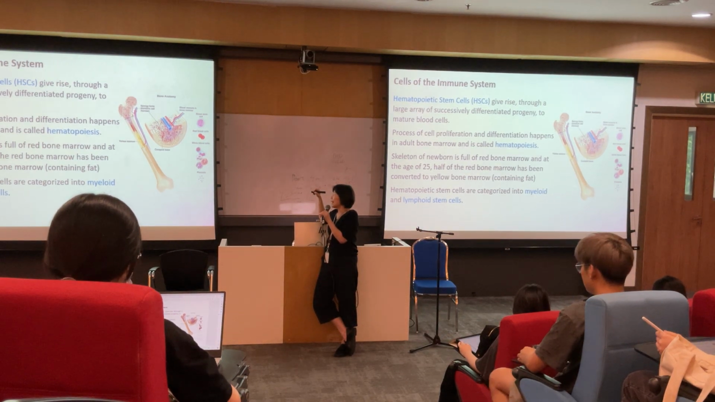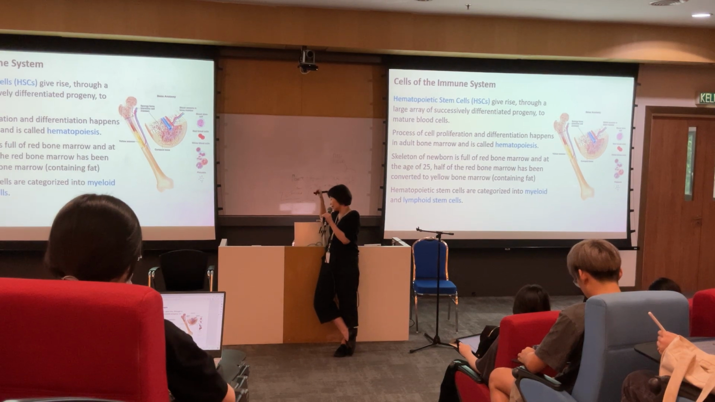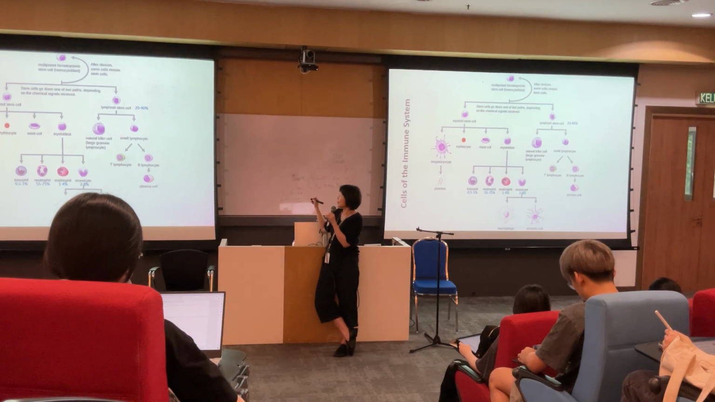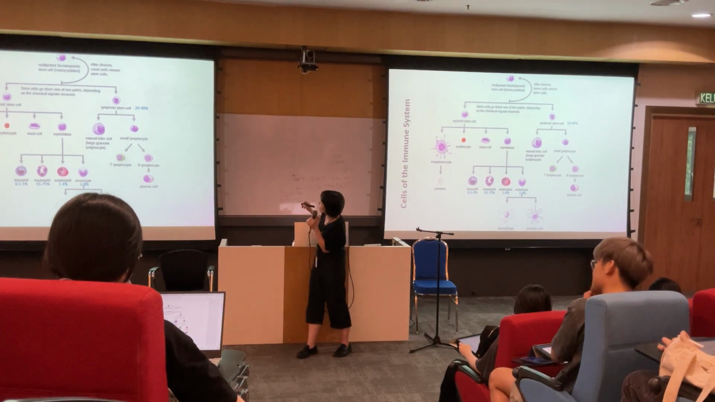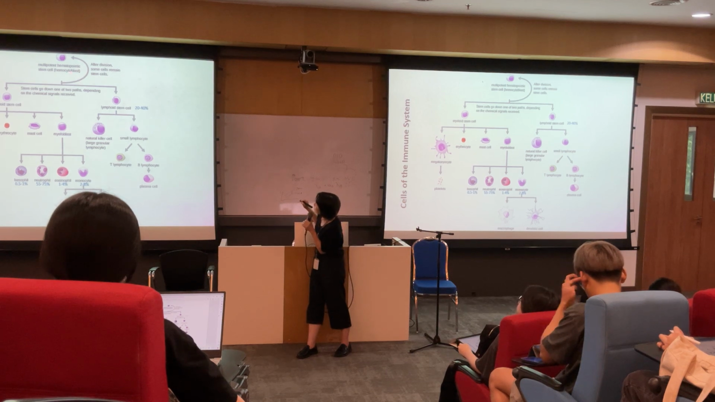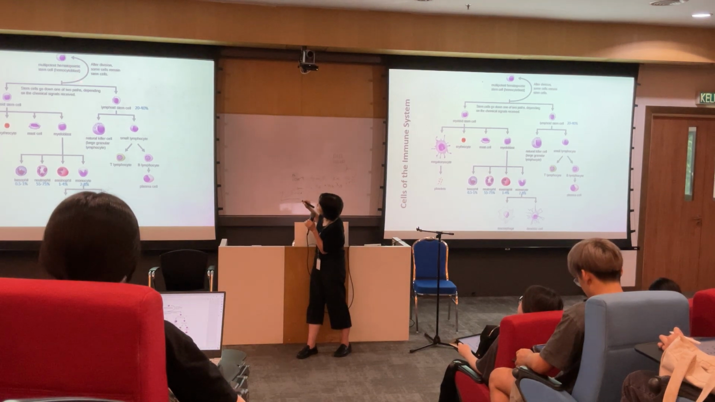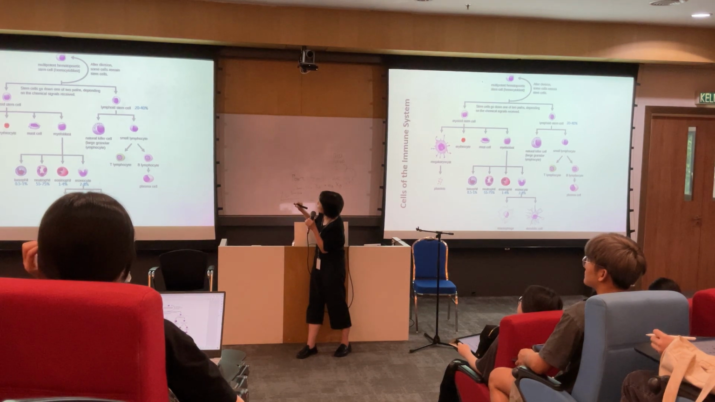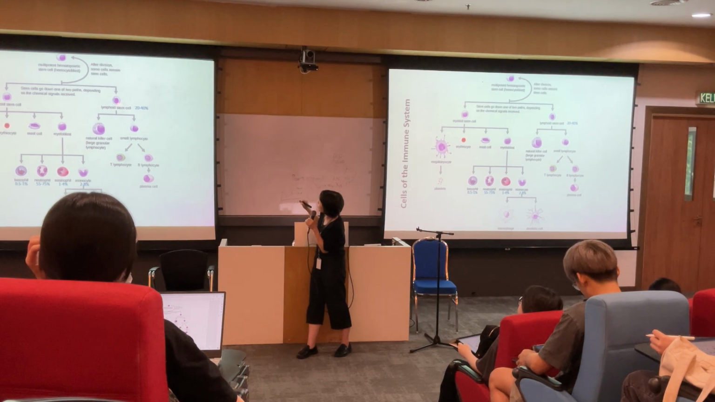Okay, now, basically, they divide the hematopoietic stem cells into myeloid or lymphoid stem cells. So there are two big classes. You might have seen that before. So this is the multipotent hematopoietic stem cell, and then it divides into the myeloid stem cells or lymphoid stem cells.